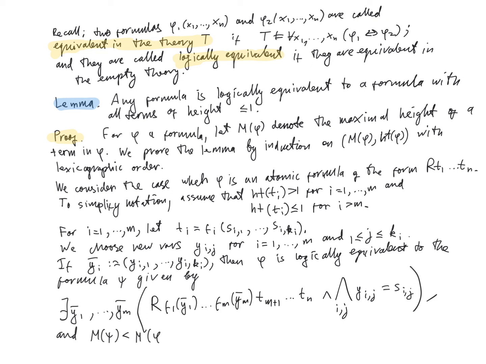The case where the formula phi is given by t1 is equal to t2 for some two terms is similar. So this shows that we can always reduce the maximal height of a term in a formula by 1, and repeating this we will reduce to the situation with all terms of height 1.